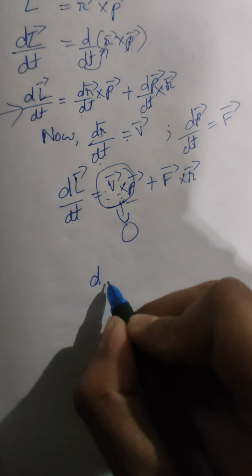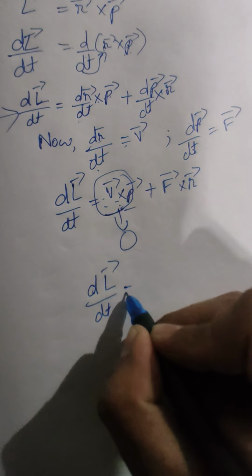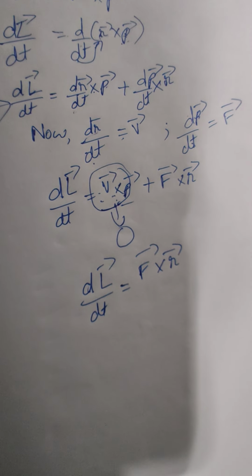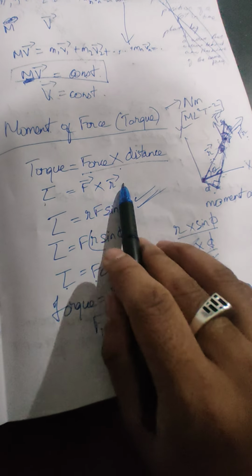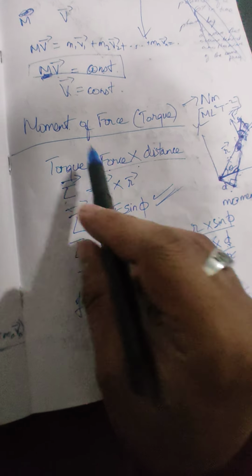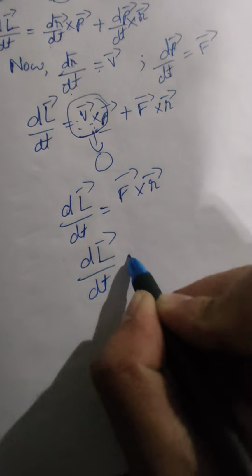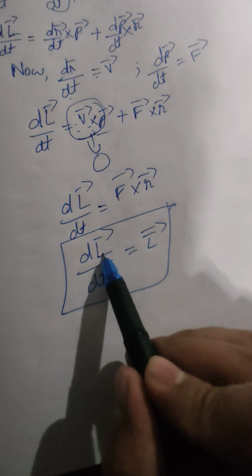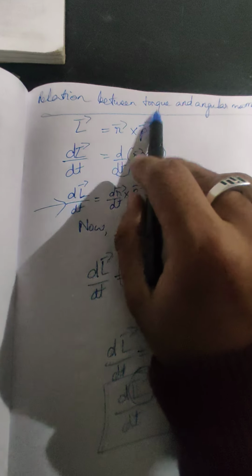So what will we have? dL/dt will be equal to F cross r, right? Now what is F cross r or r cross F? If we look back at our previous explanation, r cross F is torque. Torque we can also put a vector sign on, okay. So this is the moment of force. So instead of this, I can write torque: dL/dt is equal to torque, okay. So this is the relation between angular momentum L and torque. So our topic is the relation between torque and angular momentum.